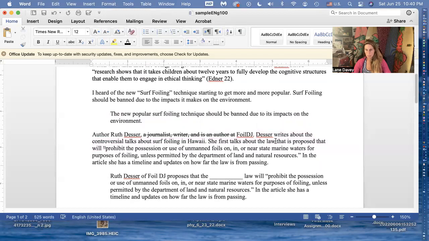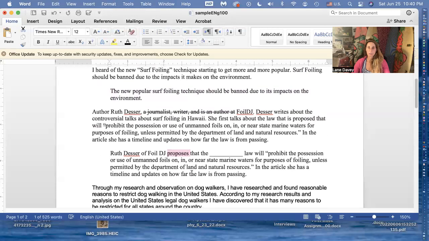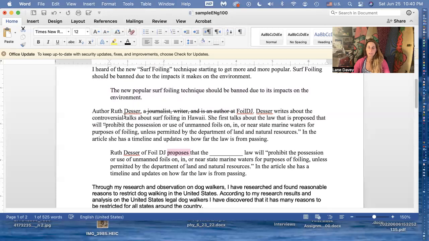She first talks. First of all, if you're not looking at a video, she's not talking. She's writing. She's advocating. She's discussing. She's proposing. Right? Use specific word choice. If you have talks twice, it should be one sentence.